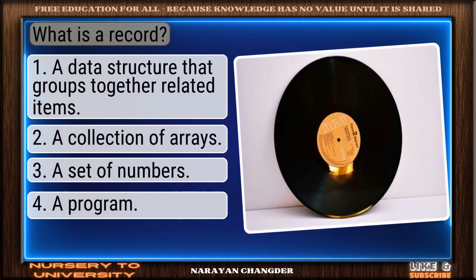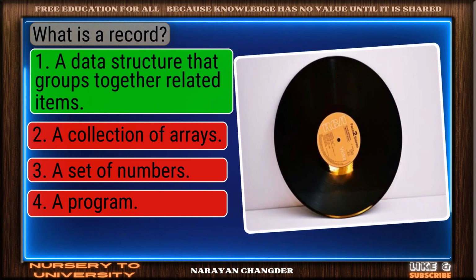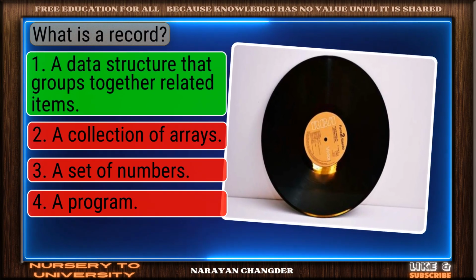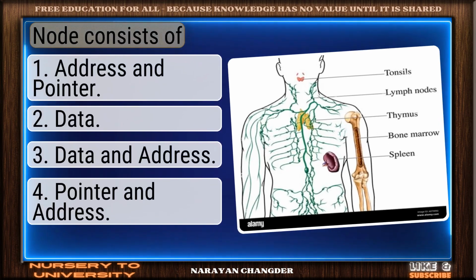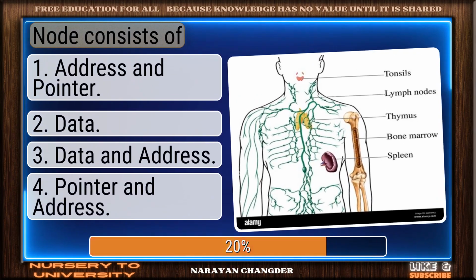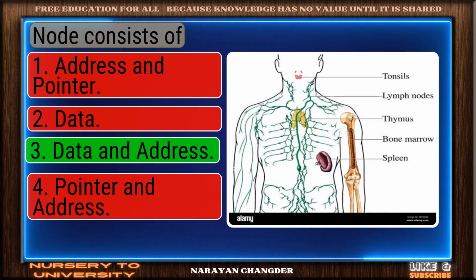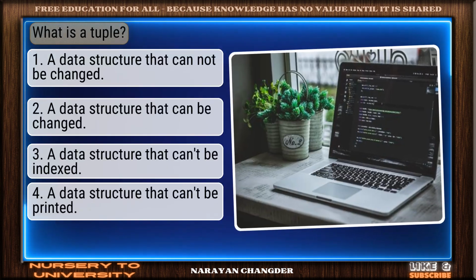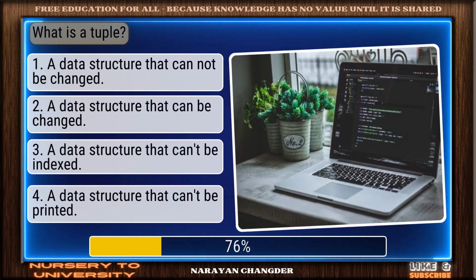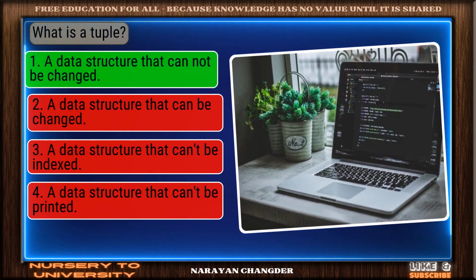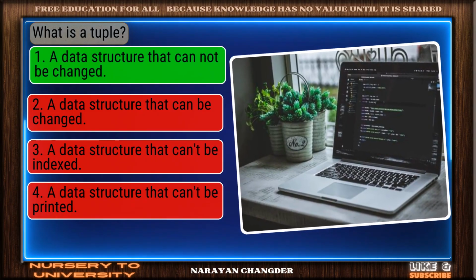Question number 69. What is a record? Excellent choice. A data structure that groups together related items is the right answer. Question number 70. Node consists of. Nicely done. Data and address is a solid answer. Question number 71. What is a tuple? Clear logic. Your choice a data structure that cannot be changed is sound and 100% true.